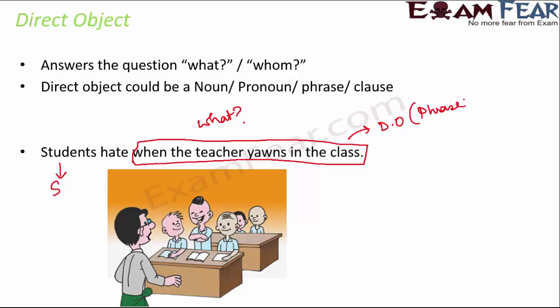So as we have mentioned before, a direct object could be a noun or a pronoun or a phrase or a clause. So this is one such example where the direct object is a phrase. So it is not just a single word which is a direct object, rather a group of words which behaves like a direct object.